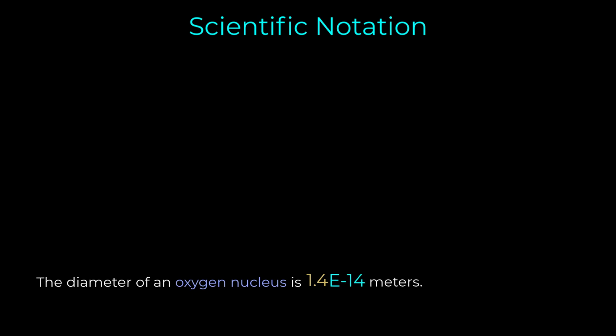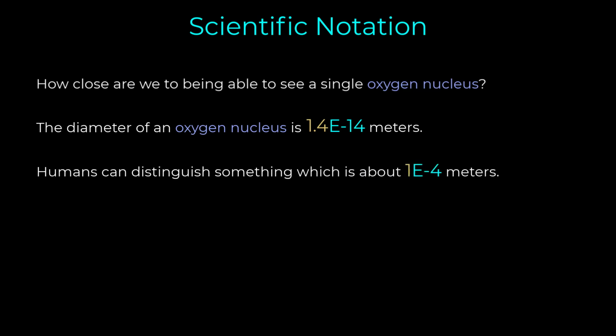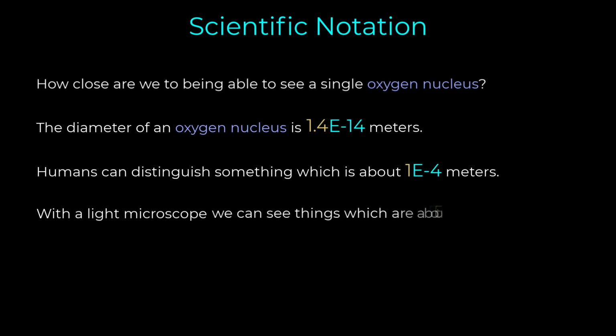Let's do a little arithmetic with very small numbers. How close are we to being able to see a single oxygen nucleus? I looked on the internet and discovered that humans can distinguish something which is about 1 times 10 to the minus 4th meters, or about the thickness of a single strand of hair. With a light microscope, that is the regular microscope we're familiar with, we can see things which are about 5 times 10 to the minus 7 meters.